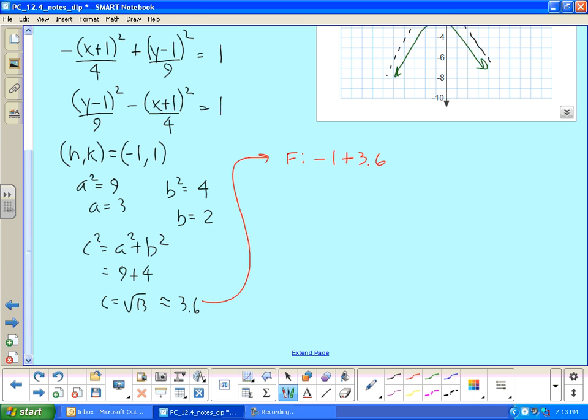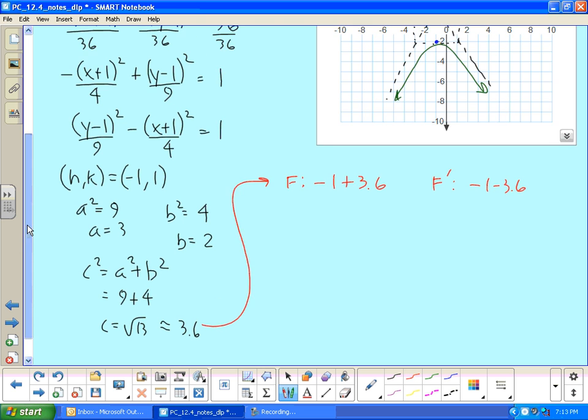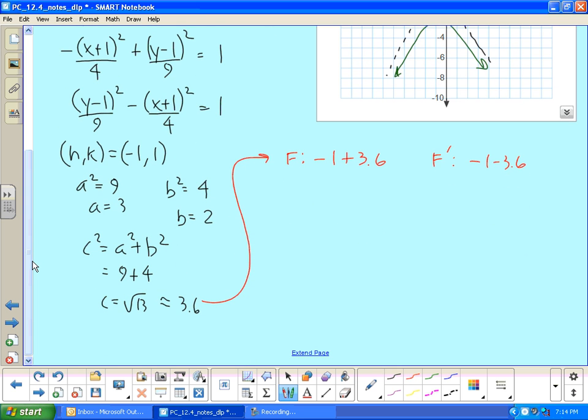Our F prime will be -1 minus 3.6. Oh, wait a second. I think I'm on the wrong axis. That should be positive 1, right? We're vertical axis. There we go.